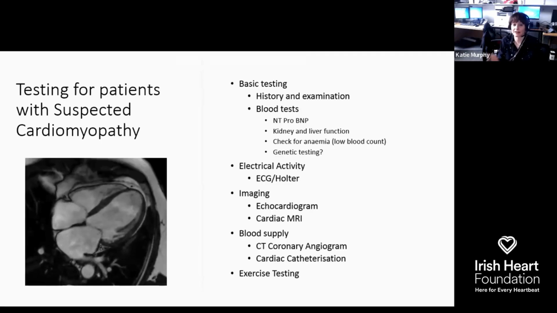When we think about the heart, we can think about the electrics, the pump, and the plumbing. And so the electrical activity is with your ECG and your Holter. The pump is looking at the echo and sometimes the MRI. And then the plumbing is the blood supply. And so in more and more people, we are now able to use a CT coronary angiogram to screen for blockages or heart attacks that have caused the reduced heart function. And then in certain people, we may go on to do a cardiac catheterization, which is where the doctor will actually put a little tube up into the blood vessels that supply your heart and take some pictures with dye.